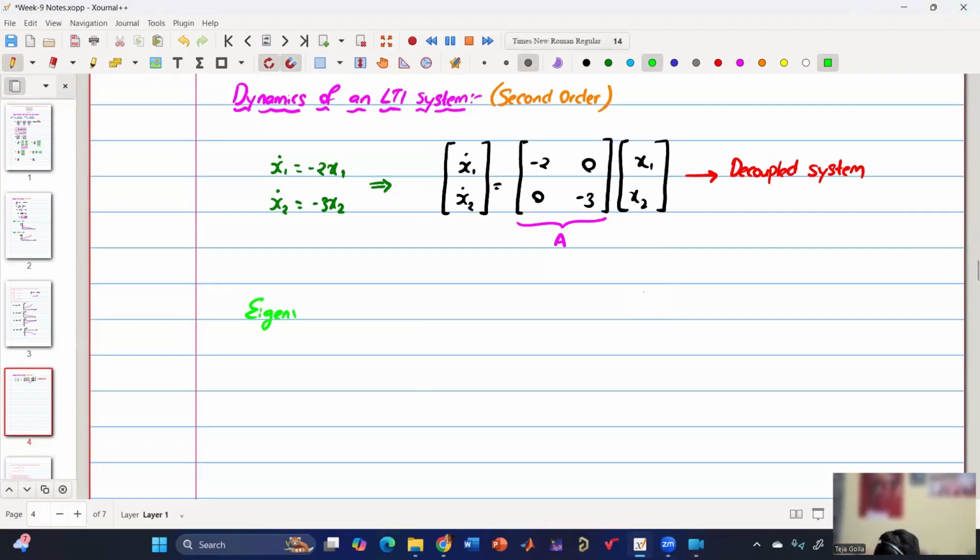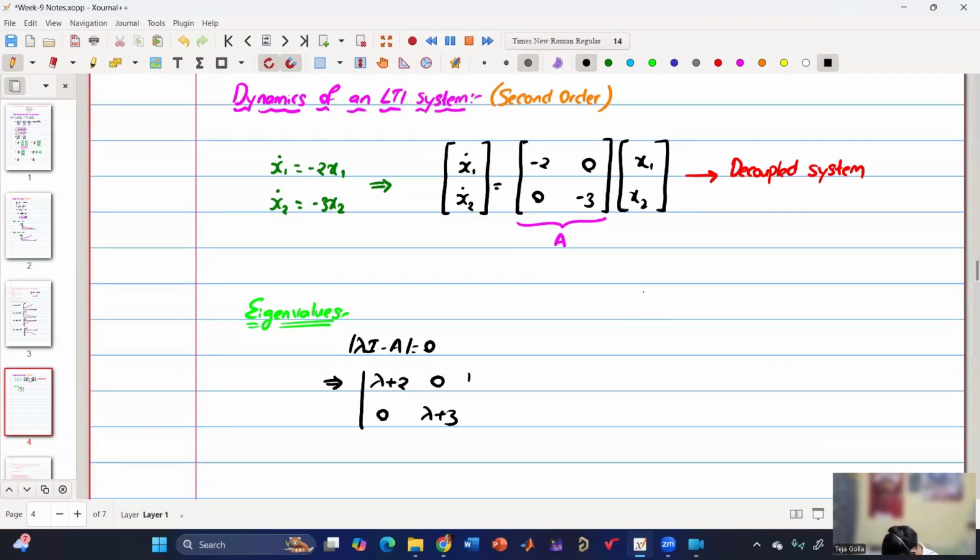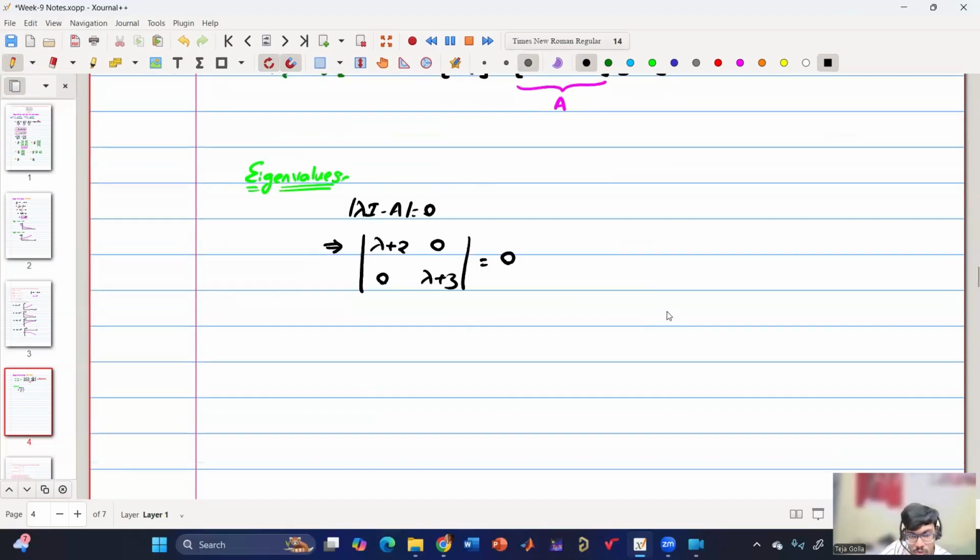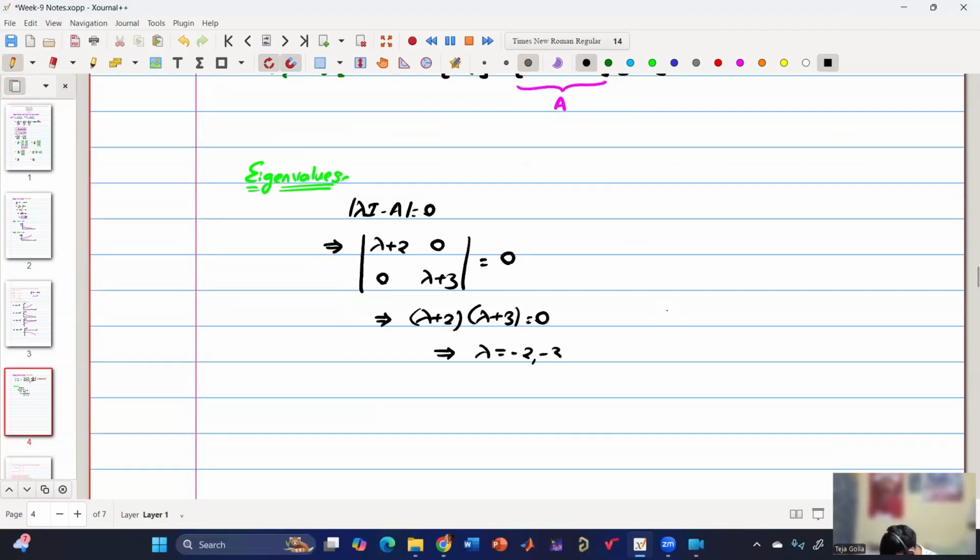So in that case, for calculating eigenvalues, we'll have lambda I minus A equal to 0. So we need to calculate the determinant of this to get the lambda value. If I do this, I'll get lambda plus 2, 0, 0, lambda plus 3, and the determinant of this is 0. So we'll get lambda plus 2 into lambda plus 3 equals 0. So from here, we'll get lambda equal to -2, -3. So this is how we get the lambda values. So these are the eigenvalues.